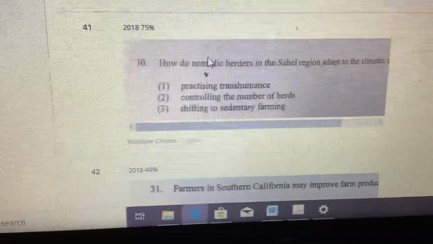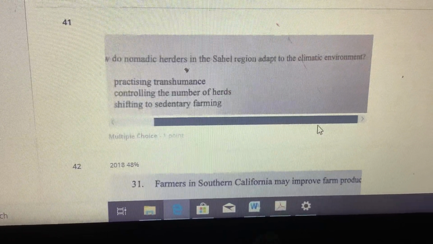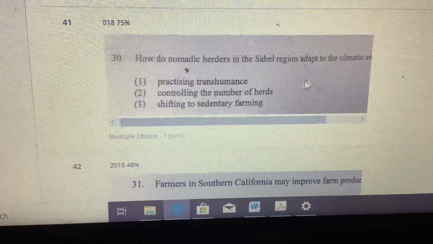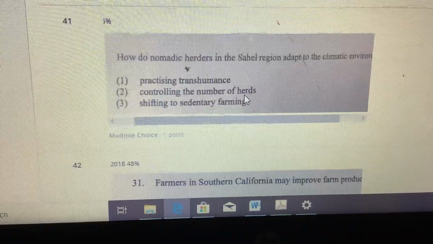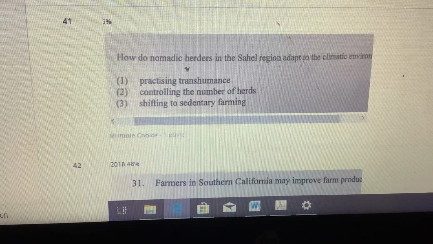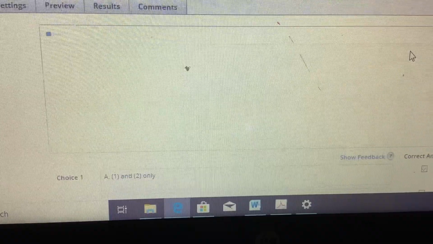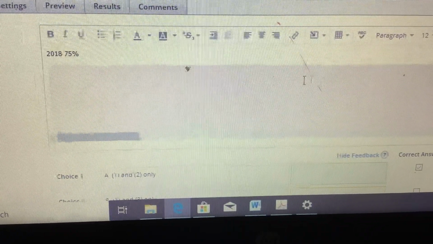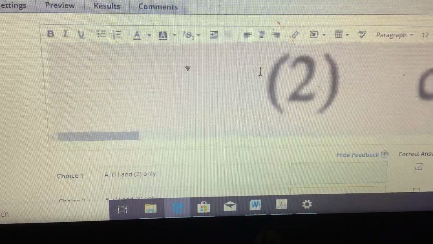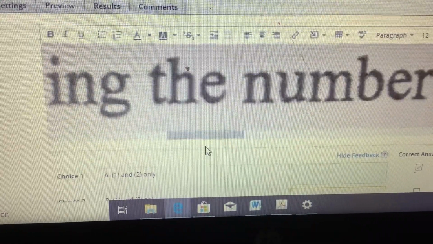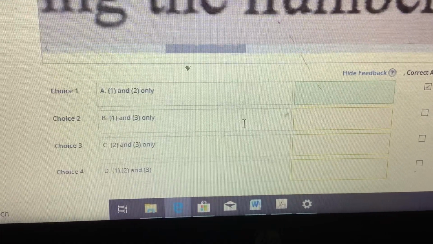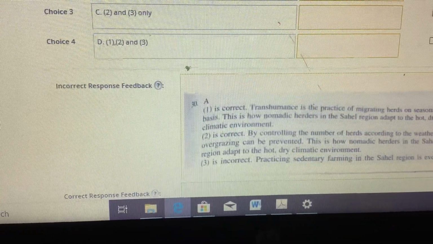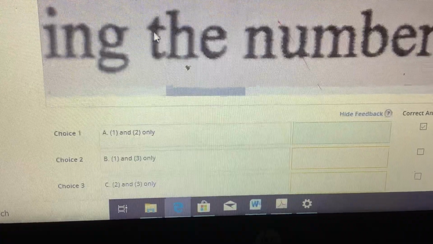Number 41. How do the nomadic herders in the Sahel region adapt to the climatic environment? Transhumance, yes, it is going to deal with the climatic environment. Controlling the number of heads is also right. How about shifting to sedentary farming? Sedentary farming means fixing the location of the farming, which is not right. Why do we have to do transhumance? Because the general condition of the area is too poor to support sedentary farming, so number 3 is not correct. Number 1 and 2.